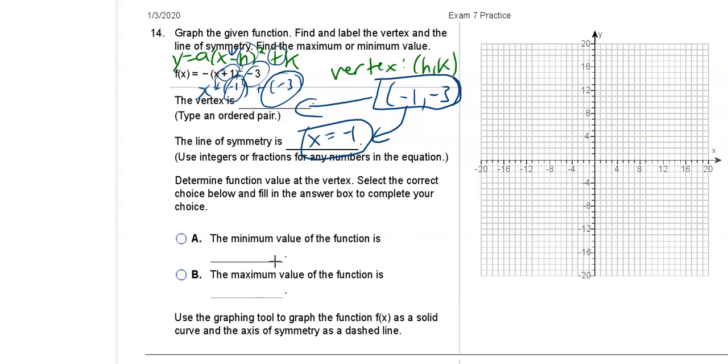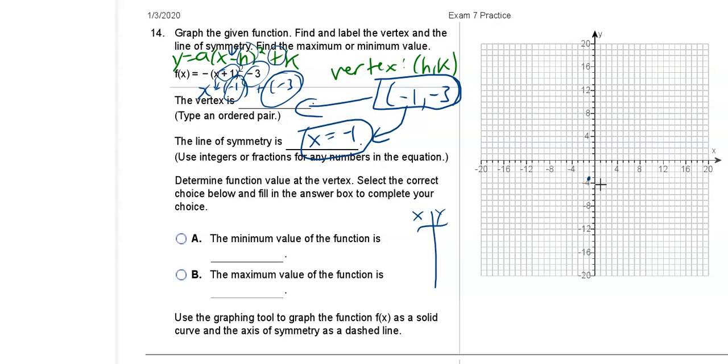So you have to make a choice. Is it a maximum? Is it a minimum? And so we have (negative 1, negative 3). That'd be right here. That's our vertex. We'll plot one point. We'll do the work for one point and then use the symmetry to help us find a second point for free.